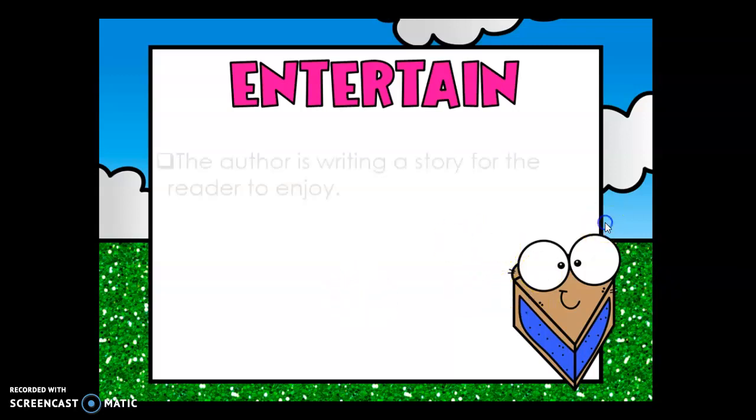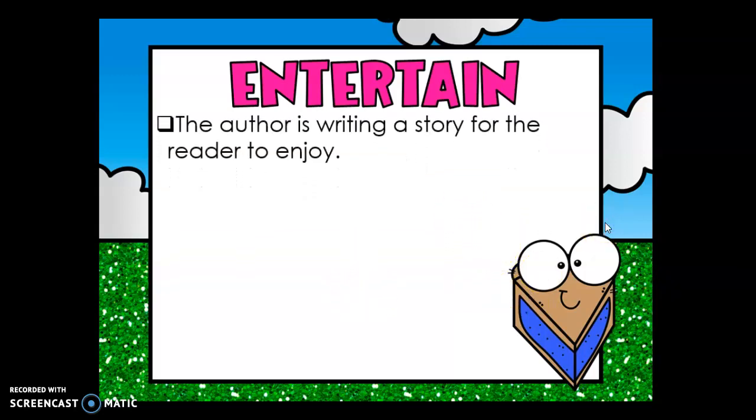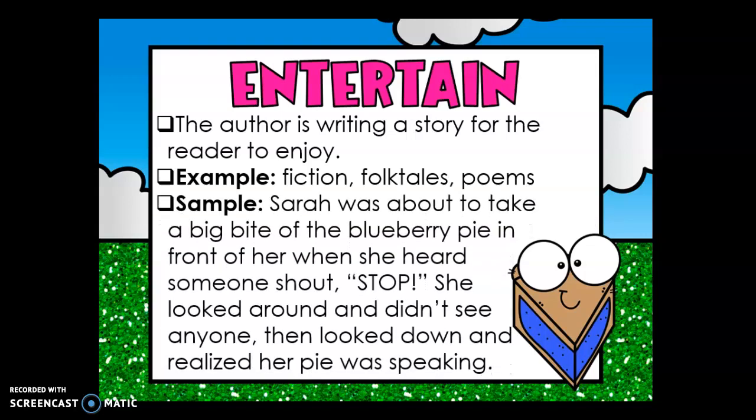Entertain. The author is writing a story for the reader to enjoy. Example, fiction books, folktales, and poems. Sample. Sarah was about to take a big bite of the blueberry pie in front of her when she heard someone shout, "Stop!" She looked around and didn't see anyone, then looked down and realized her pie was speaking. So we know that pies can't really talk in real life. This is just something that the author wrote for your enjoyment.